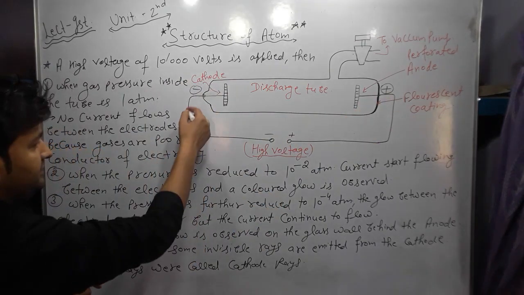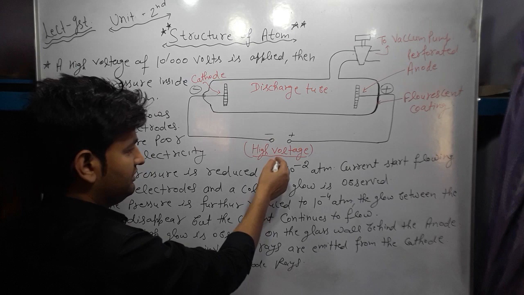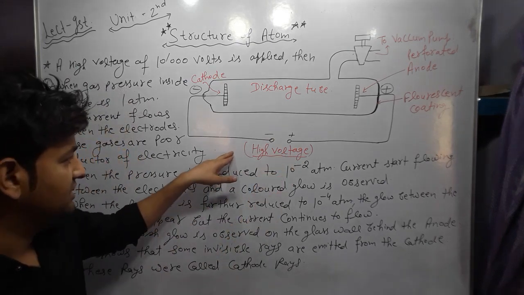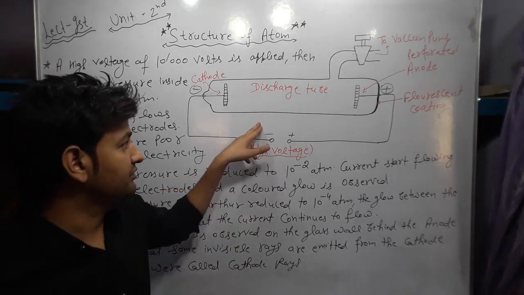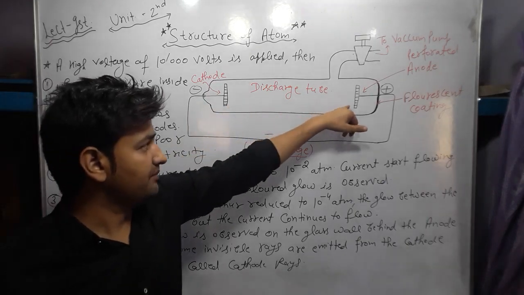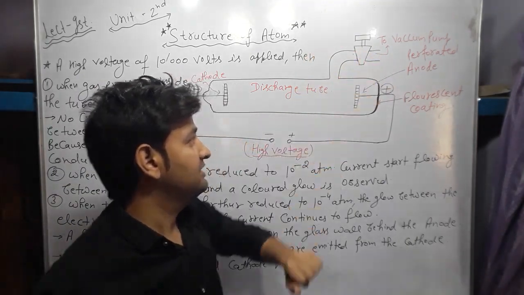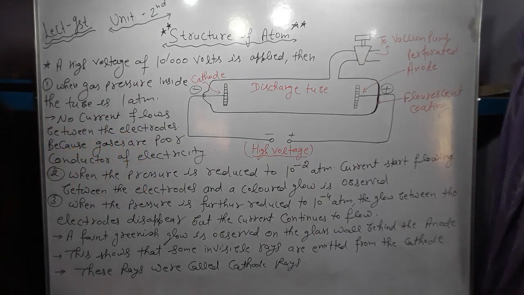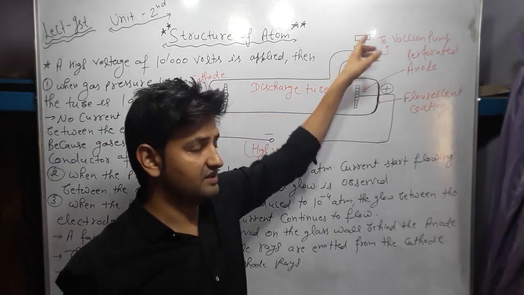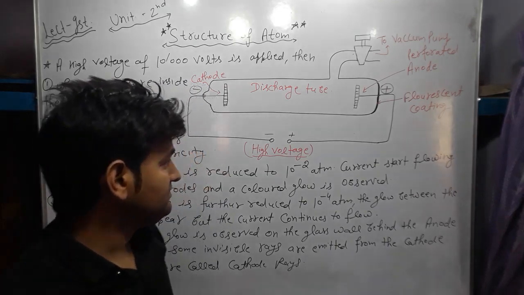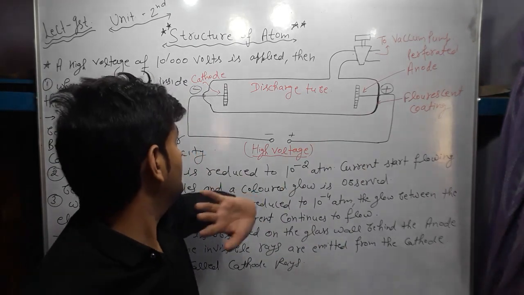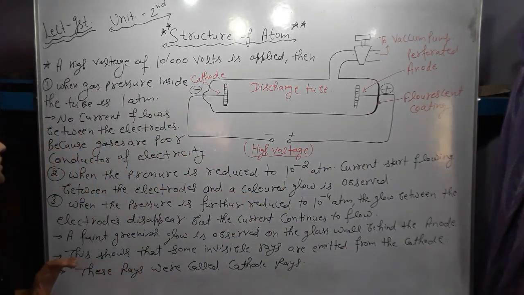Both are connected to a high voltage. High voltage means current is passed through this positive terminal and negative terminal. Two electrodes are placed in it, and a vacuum pump is sealed to the tube, which is used to reduce the pressure inside the tube. A fluorescent coating is observed, so let us discuss it.